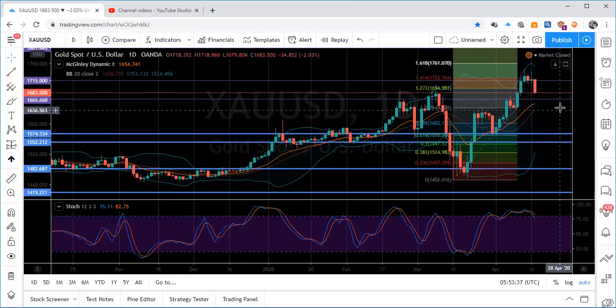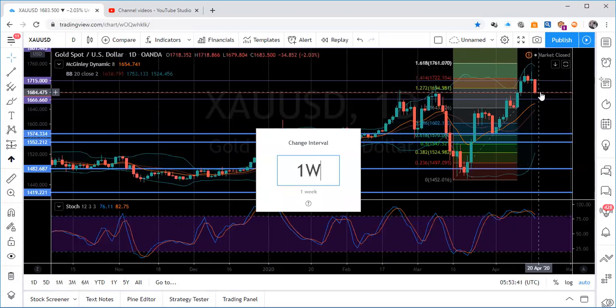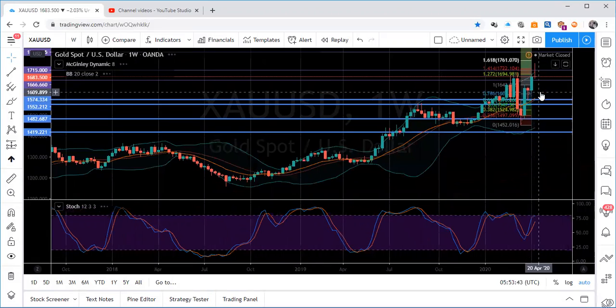Now, with what we have here, let's look at the weekly first of all, and look at how prices have closed. We have a doji here on the weekly time frame, which means it's still not clear which direction to take. That's what the doji tells us in the market.